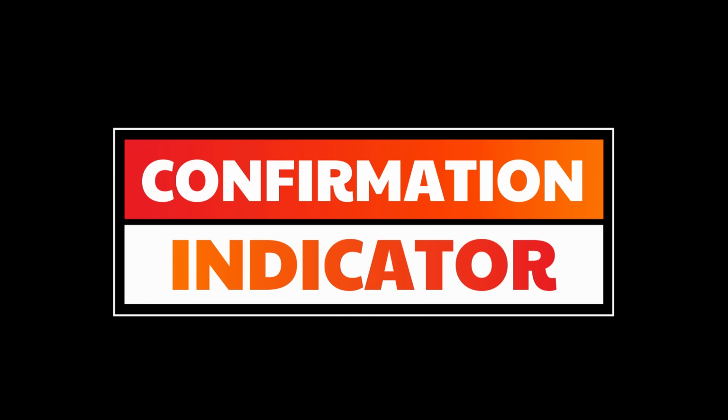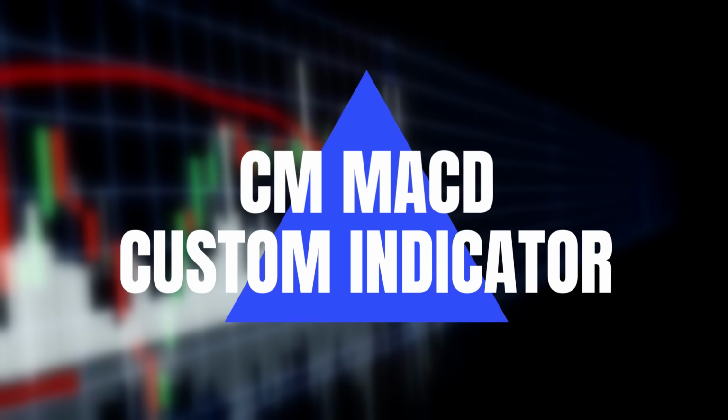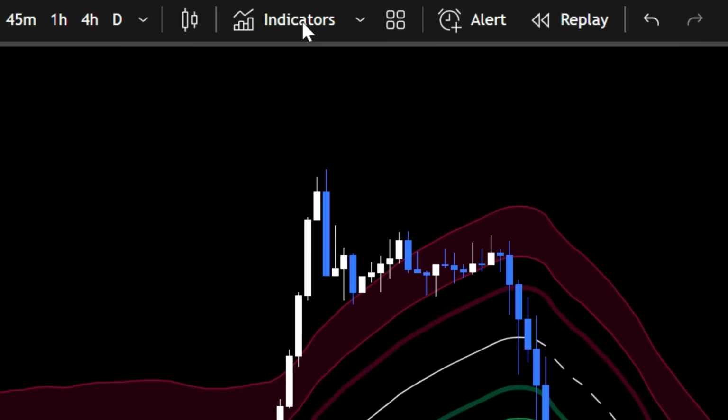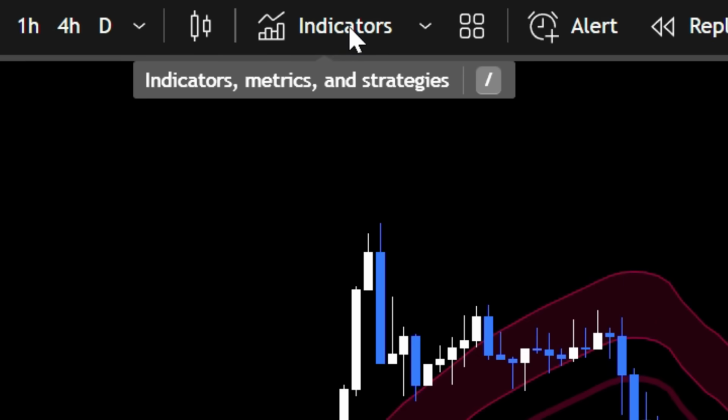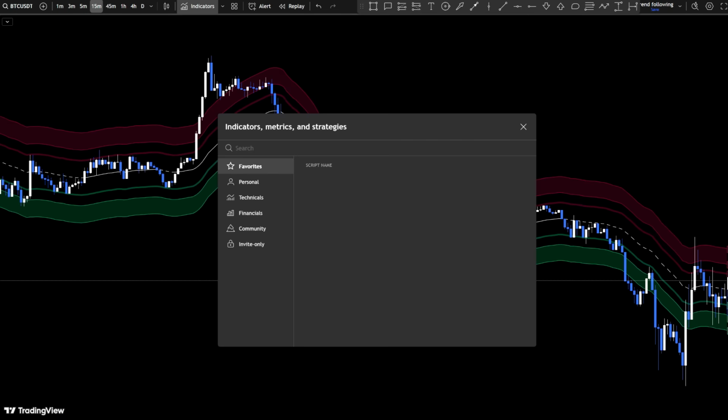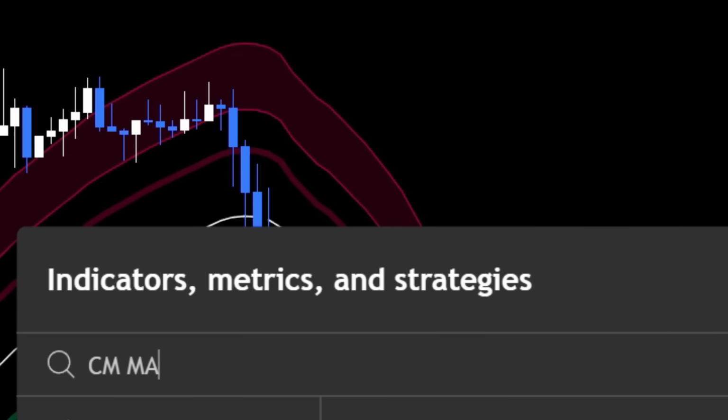Now, no TradingView indicator is perfect, right? So, we're gonna add a confirmation tool to make this strategy super accurate. This is where the CMAD custom indicator comes in. Go back to the indicator section in TradingView. And this time, search for CMAD custom indicator and add it to your chart.